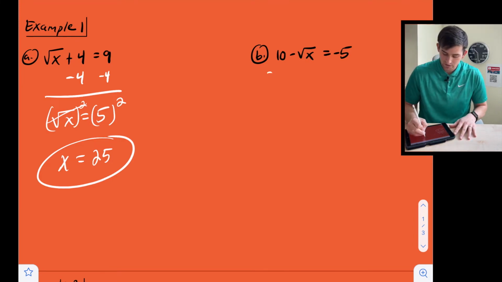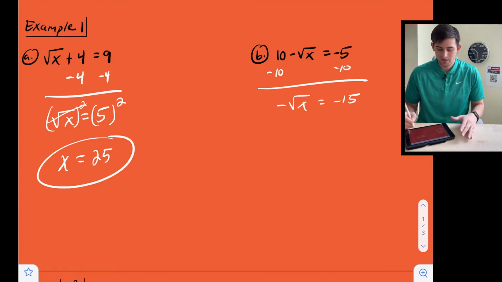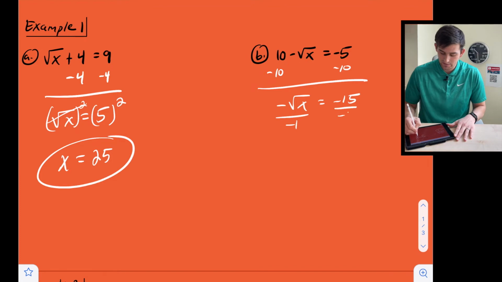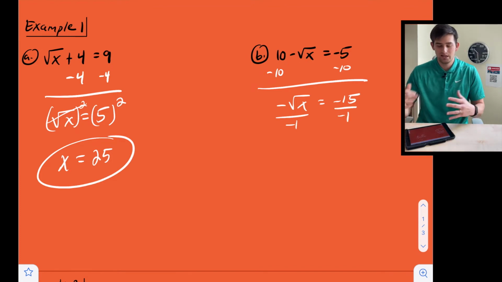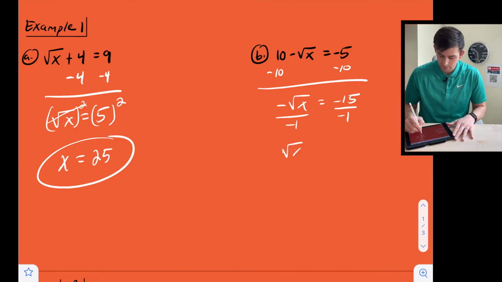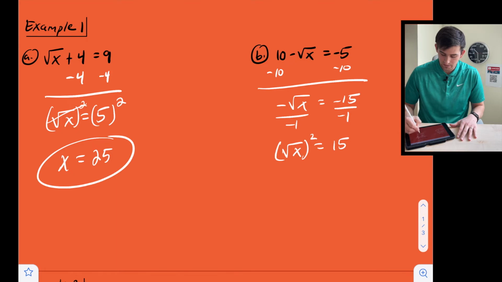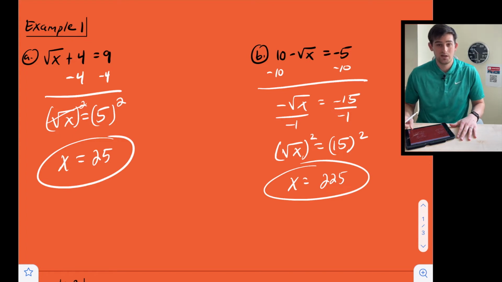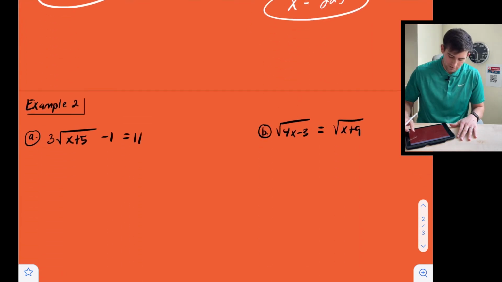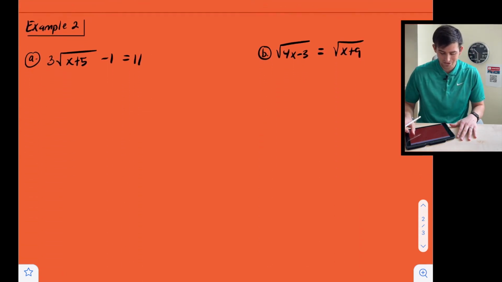For the next one, let's subtract 10. And now we have negative square root of x equals negative 15. We don't want a negative there, so let's go ahead and divide both sides by negative 1. That's just a sign changer. It's going to get rid of that negative for us. So we have the square root of x equals positive 15. Now since that radical is by itself, let's go ahead and raise both sides to a power of 2. So this gives me x equals, and 15 squared is 225.